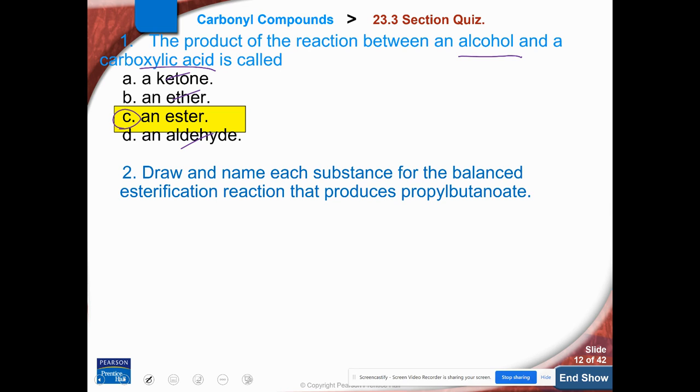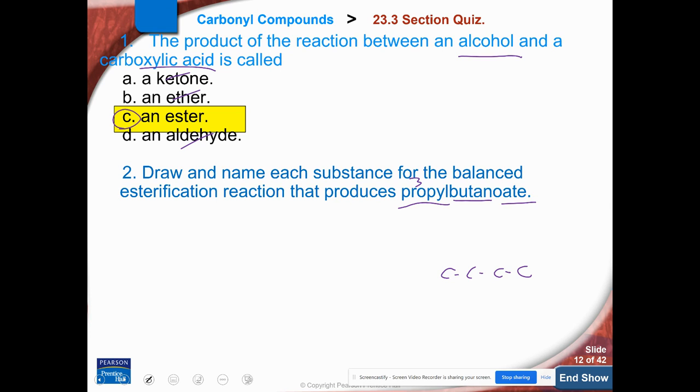So now we're going to draw and name each substance for the balanced esterification reaction that produces propyl butanoate. And you're probably not going to be asked to do this on the Regents exam. So let's take a look and see what we have here. So I need to form propyl butanoate. That means I have a 3-carbon branch on a 4-carbon chain with the ester functional group. So I have a 4-carbon chain. So 1, 2, 3, 4.